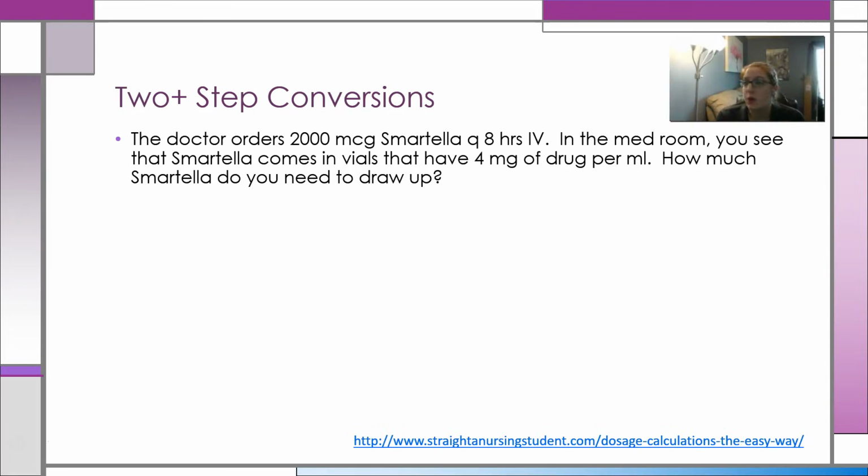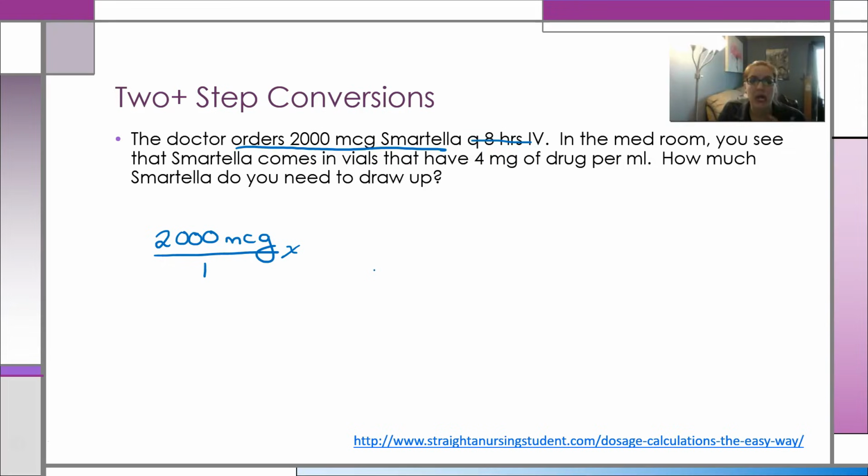Let's start with what we always start with, which is our order. So our order is 2,000 micrograms of Smartella. I ignore this every 8 hours because every 8 hours you'll be giving the same dosage. Doesn't matter how often you're doing it. Ignore extraneous information. Don't need to know that. Boom, cross it off, ignore it. So we start with our order, which is 2,000 micrograms. Okay, we're going to make that a fraction by putting it over 1.